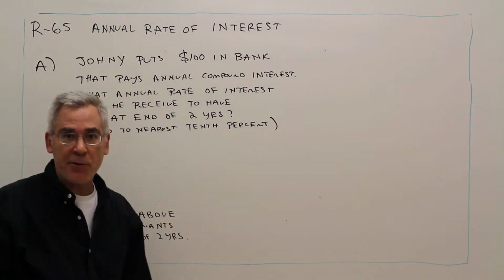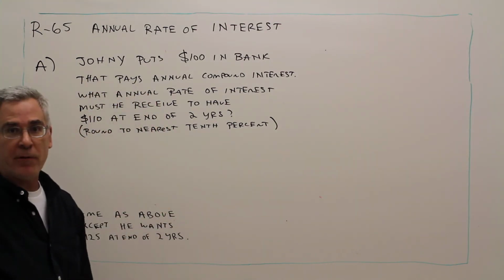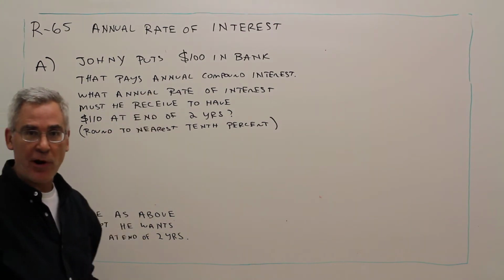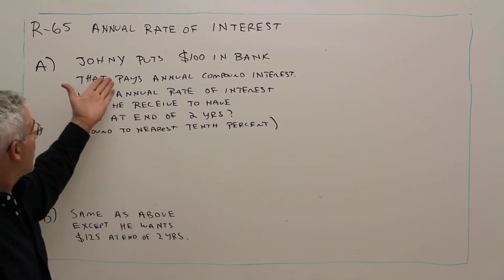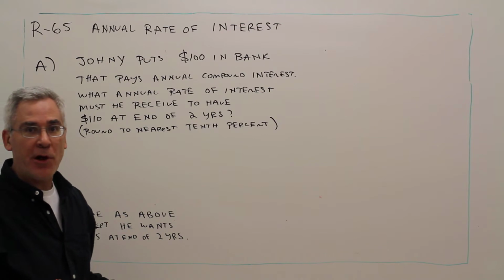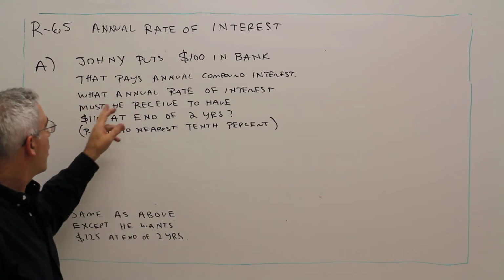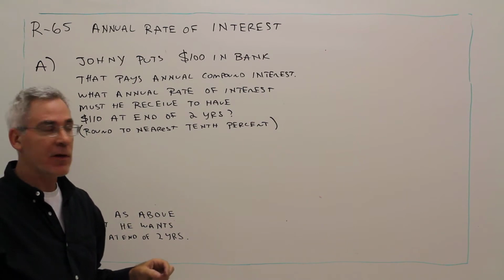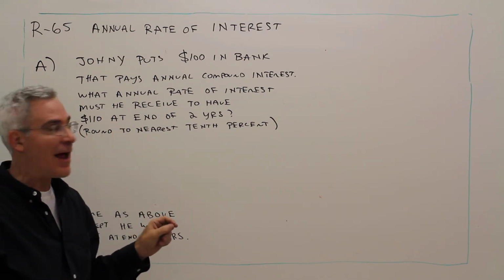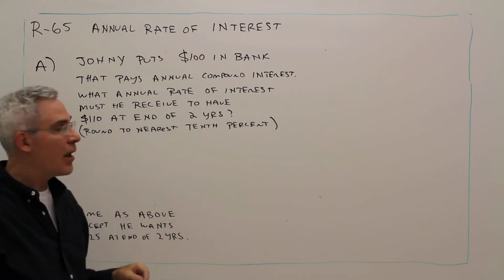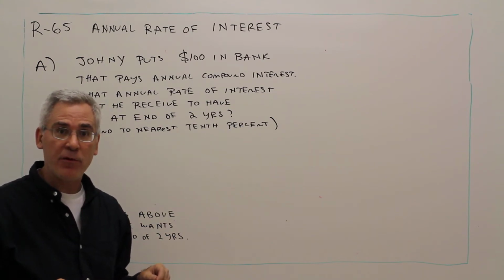Welcome to video R-65, annual rate of interest. I'll work out two problems for you. First one, Johnny puts $100 in a bank that pays annual compound interest. What annual rate of interest must he receive to have $110 at the end of 2 years? Round to the nearest tenth of a percent.